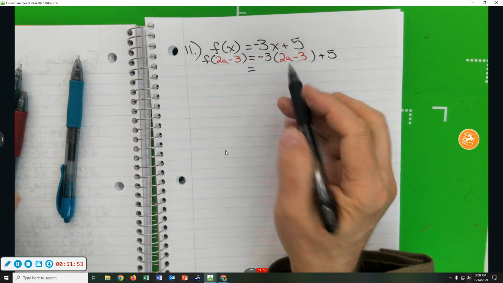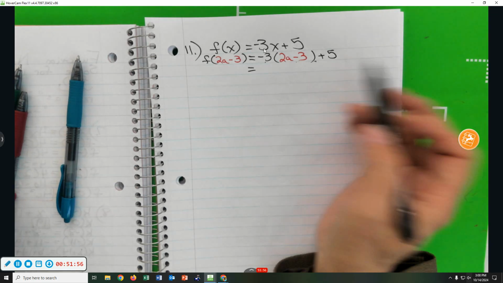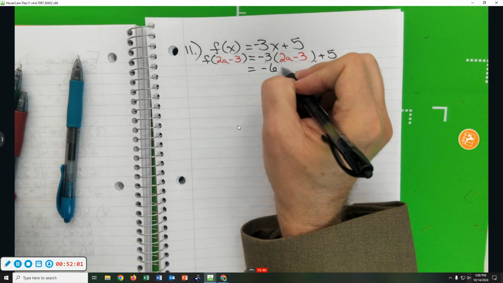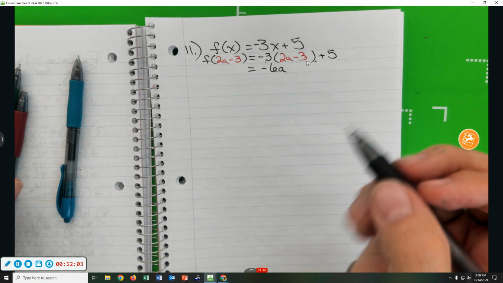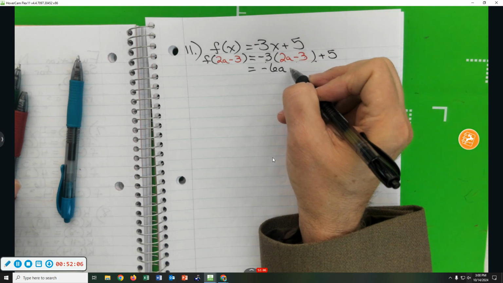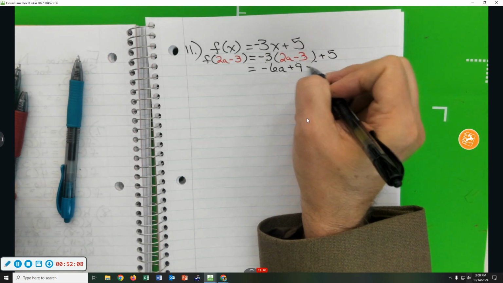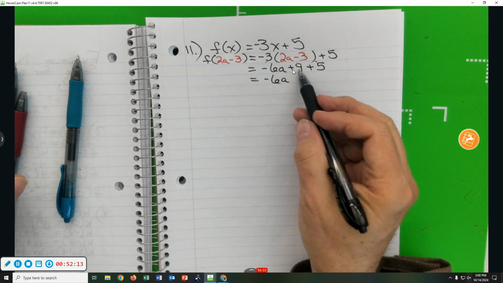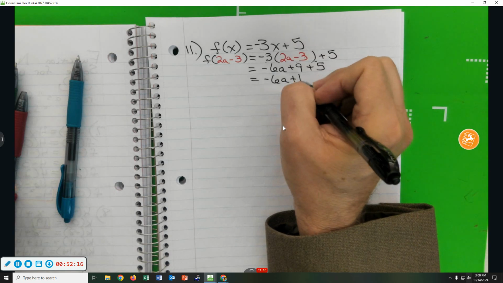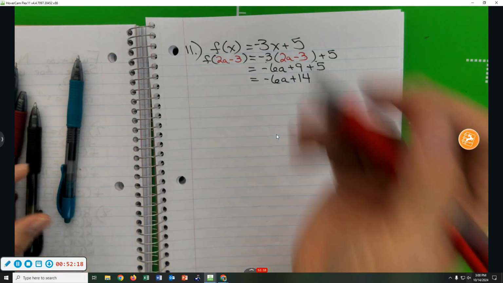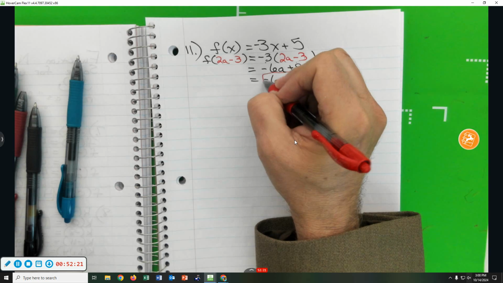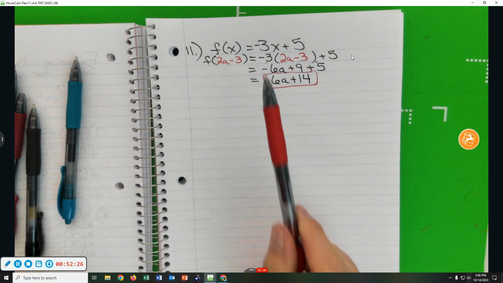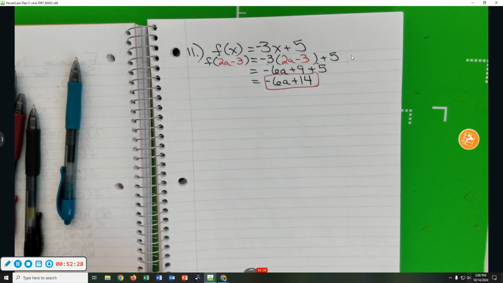What are we going to do to get rid of these parentheses here? Distribute. Negative 3 times 2a gives me a negative 6a. Negative 3 times negative 3 gives me a positive 9, and a plus 5. That gives me a negative 6a, 9 plus 5 is plus 14. Negative 6a plus 14. So can you see the ordered pair? 2a minus 3, comma, negative 6a plus 14.